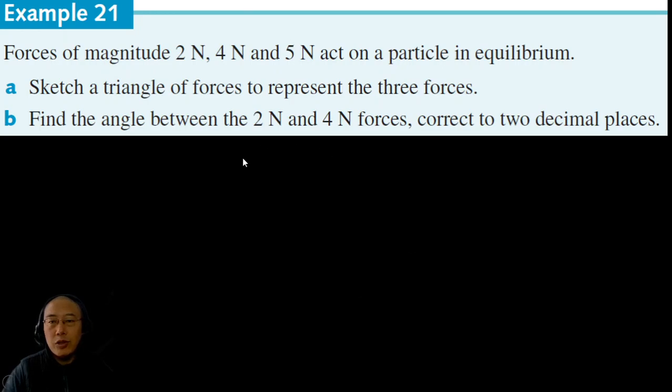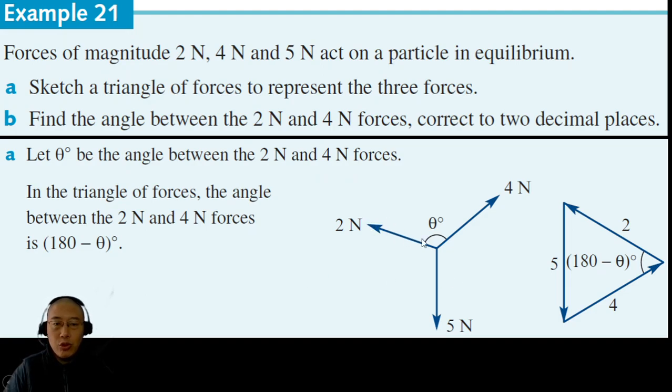With the cos rule, we look at a particle in equilibrium. It has three forces applied to it. We know their magnitudes, but notice we don't know the directions. But because it's in equilibrium, those three vectors must sum to zero when you move them around to form a triangle. So first you will need to do a sketch, and then you need to find the angle between two of those vectors.